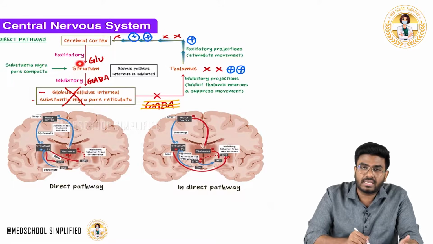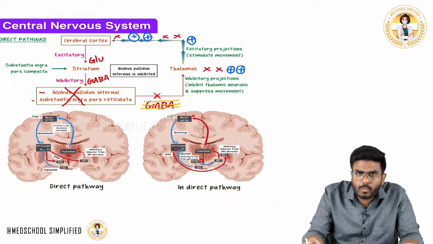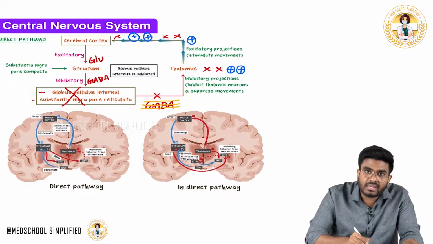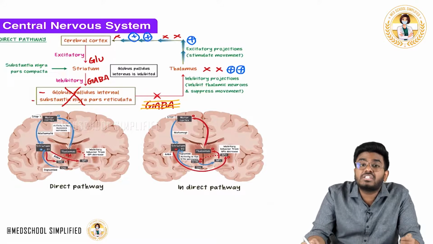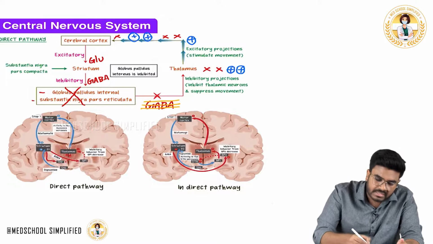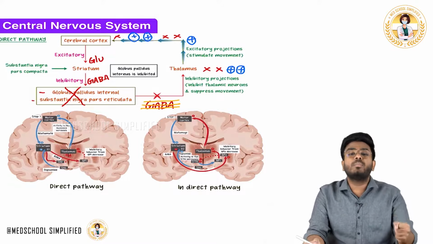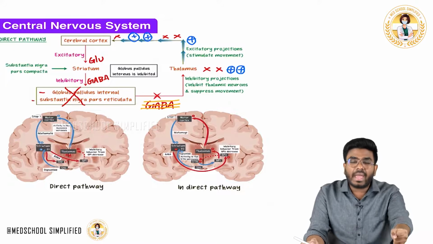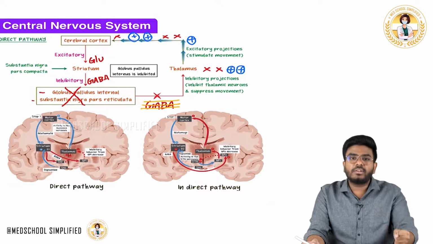Here D1 receptors are there. Substantia nigra produces dopamine, which acts on D1 receptors, so it is stimulating the direct pathway. If the direct pathway is stimulated, it means it is stimulating the movements. So for the movements you need to have dopamine.